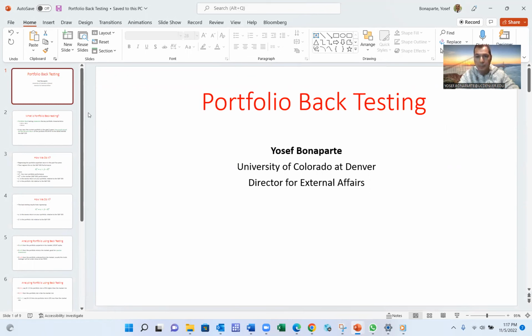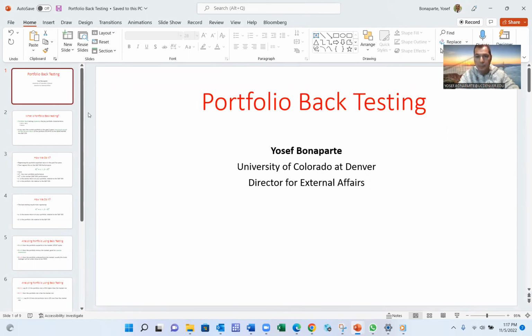Alpha is the excess return in your portfolio relative to the S&P. Beta is the portfolio risk relative to the S&P. So these parameters, alpha and beta, are the excess return in your portfolio relative to the S&P, and the portfolio risk relative to the S&P.